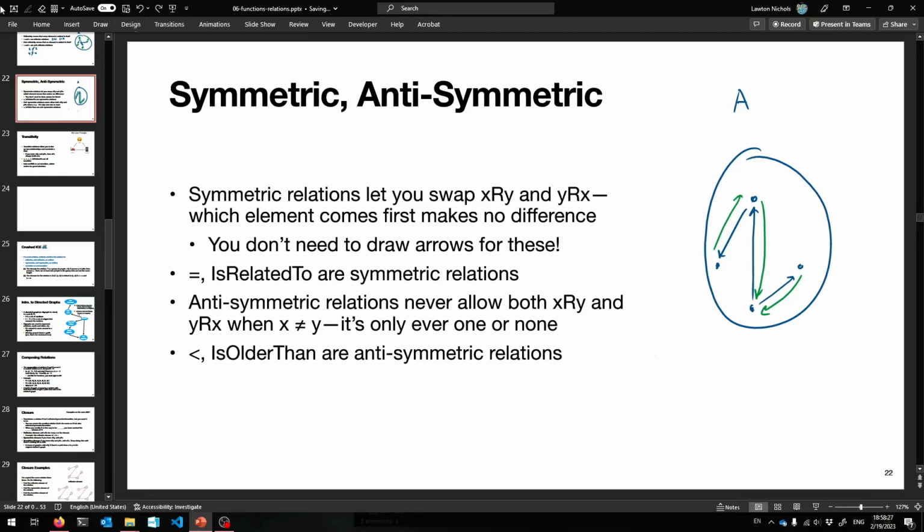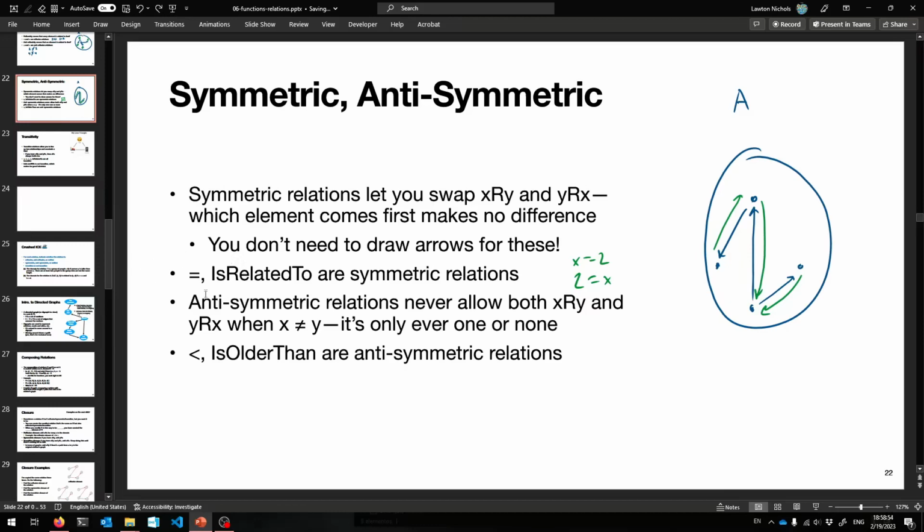Okay? Let's see here. So equality is a symmetric relation. If you know that x is equal to 2, 2 is also equal to x, you can flip them. It's totally fine. If you have one, you always have the other. "Is related to," just on humans, that's also a symmetric relation. So if I am related to my sister, she is also related to me in that order. You see that? That's how you can think about that.